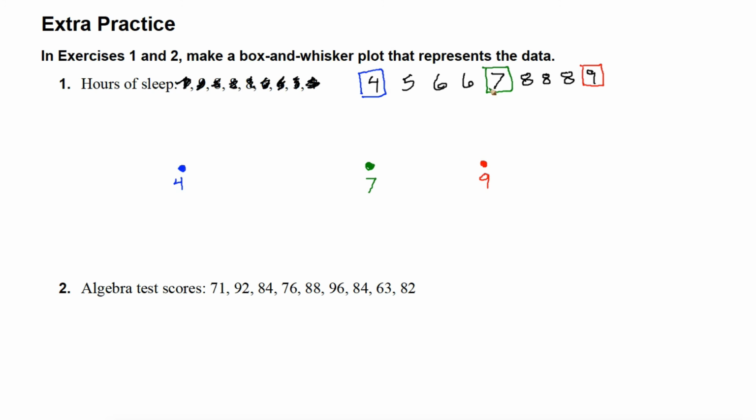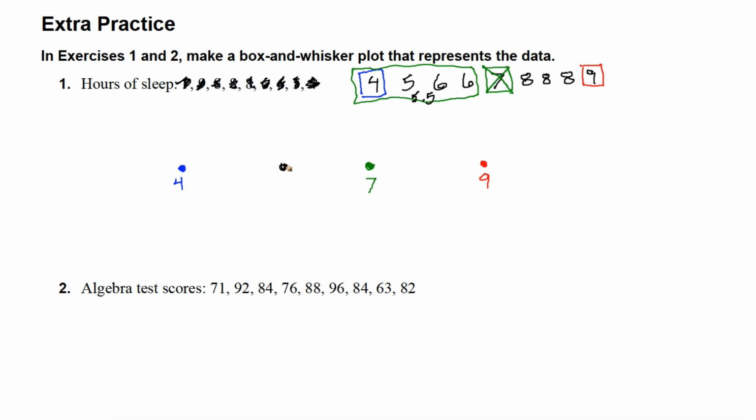Now we need to find the middle of this bottom set of numbers. To do that, we want to ignore the median. We take that middle number out, and we want to find the middle number of all of these numbers right here, not counting the median. So there's 4, so we're just going to take the number right between the 5 and the 6, which would be what? 5.5. You can add them together and divide by 2. So that number will be 5.5.